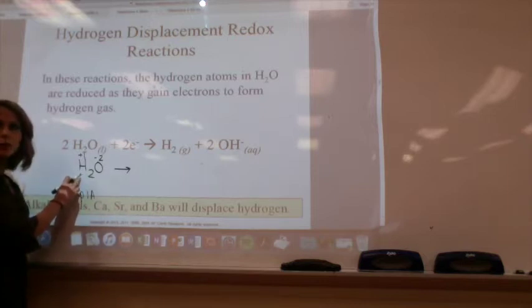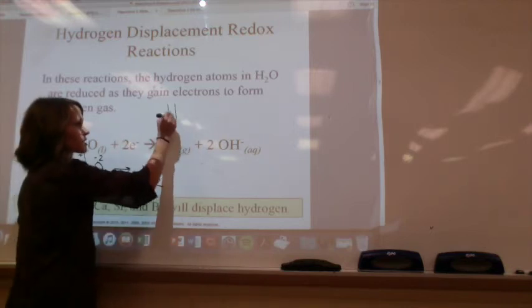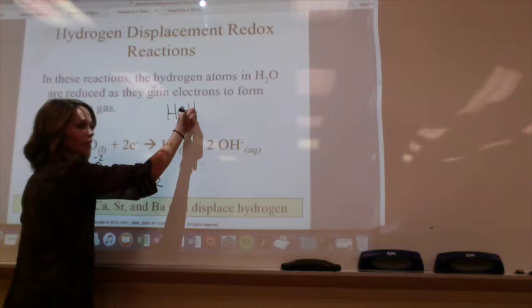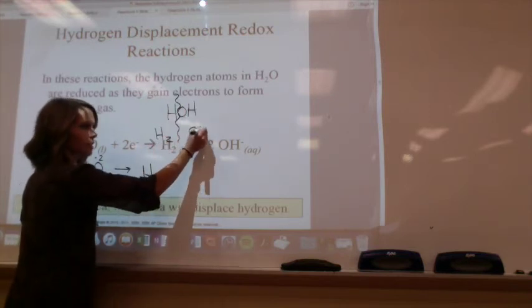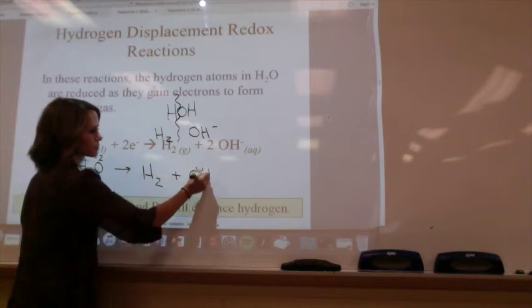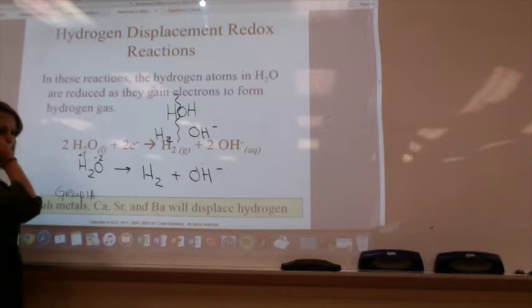If it's a +1, what state is it going to go to? 0, right? How do you make anything become a 0 state? Elemental form. So I'm going to make it become H2. Water is HOH, isn't it? If I cut out that hydrogen and I make H2, what's left? OH minus. Now I'm going to check for my electrons and I'm going to balance for mass as well.